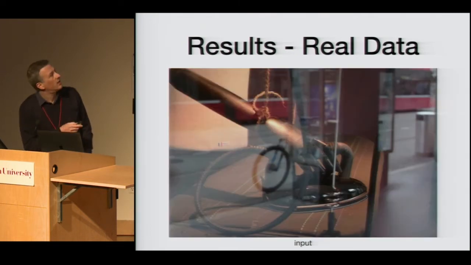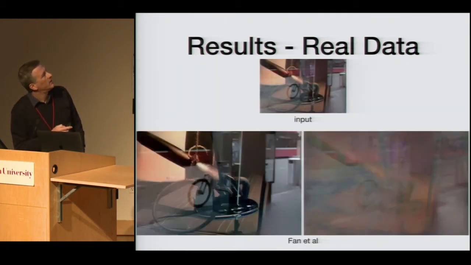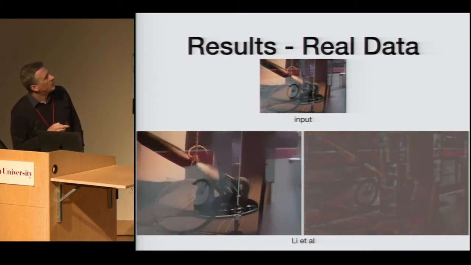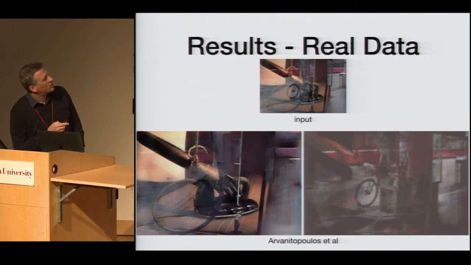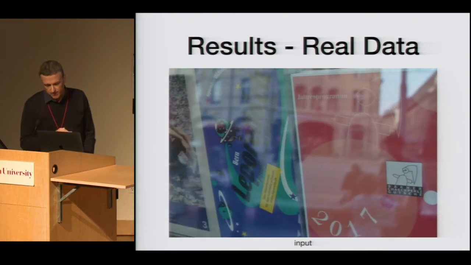Here's another set of real data that we collected, also in this case without ground truth. So this is Fan et al., Lee et al., Arvanitopoulos et al., and this is what we get. So you can see, again, it's not perfect, but we get a reasonably good separation of the two layers.